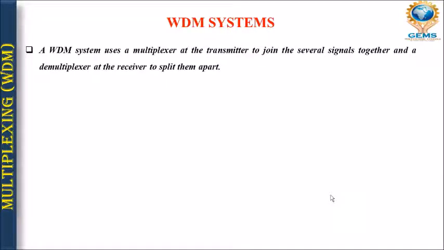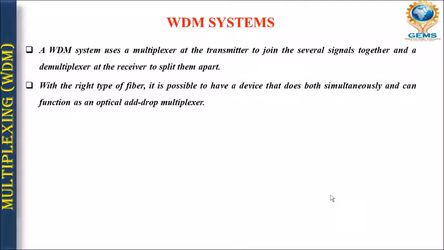Let's talk about WDM systems. It uses a multiplexer at the transmitter, which joins several signals together, and a demultiplexer at the receiver to split them apart. In a WDM system, at the transmitter we use a multiplexer to combine the input signals, and similarly a demultiplexer is used to split these signals into various parts.